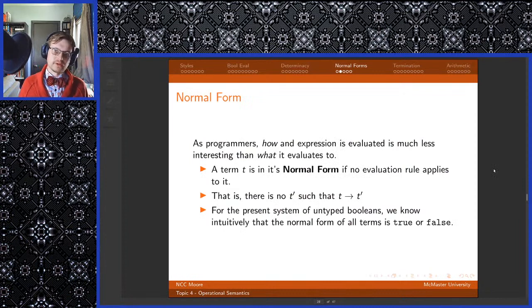So, as programmers, we know how an expression is evaluated is much less interesting than what it evaluates to. A term t is in its normal form if no evaluation rule applies to it. That is, there is no t prime such that t evaluates to t prime. For the present system of untyped booleans, we know intuitively that the normal form of all terms is t or f, true or false. So this is an important piece of nomenclature. This is an important term that you need to remember because we're going to be using it a lot for the remainder of this course. Normal form: a term which cannot be further evaluated.